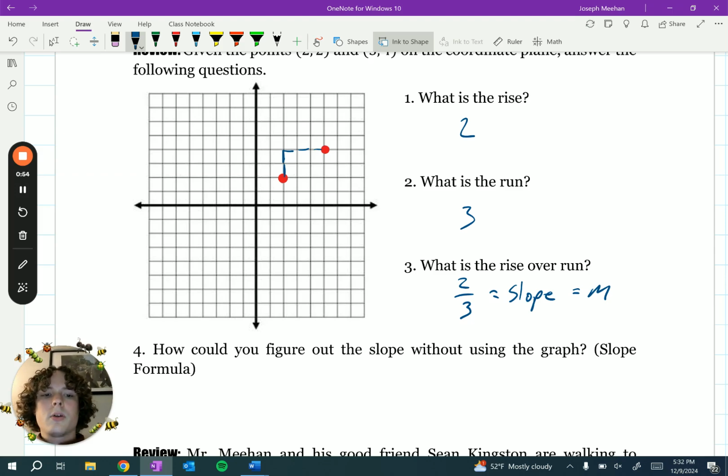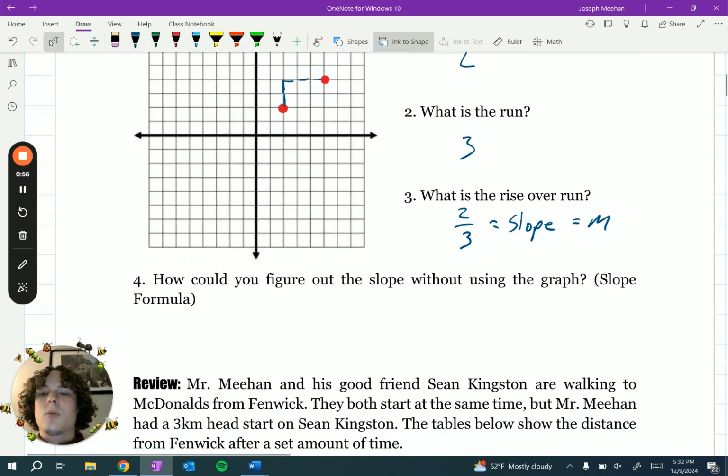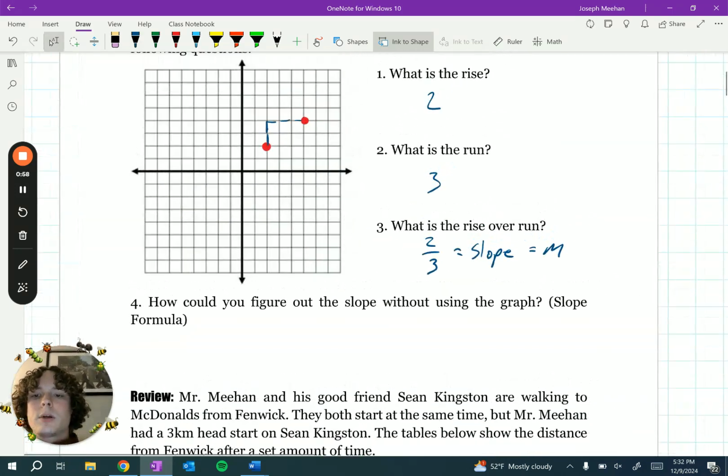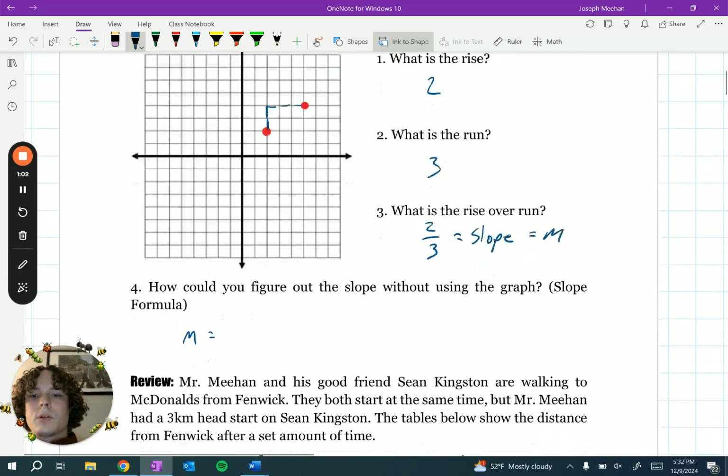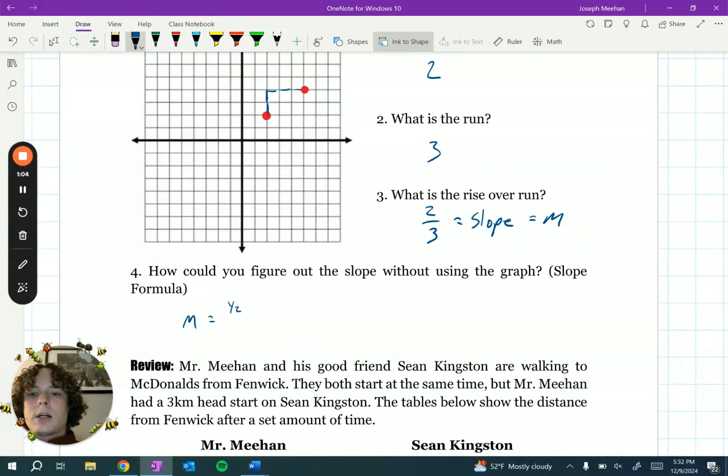So how could you figure out the slope without using the graph? Slope formula. All right, so we have this slope formula. It says the slope m is equal to y2 minus y1 over x2 minus x1. So given 2 points, where one is point 1 and one is point 2, we can use this slope formula to figure it out.